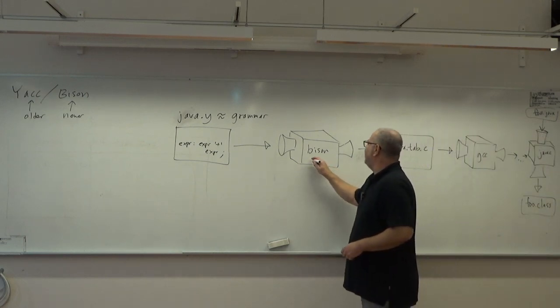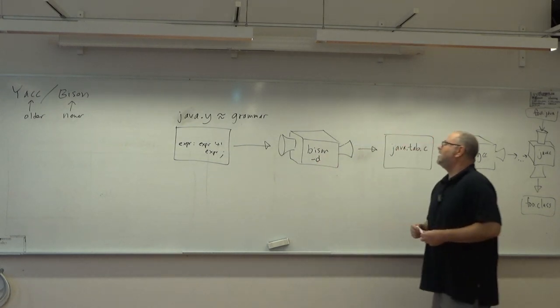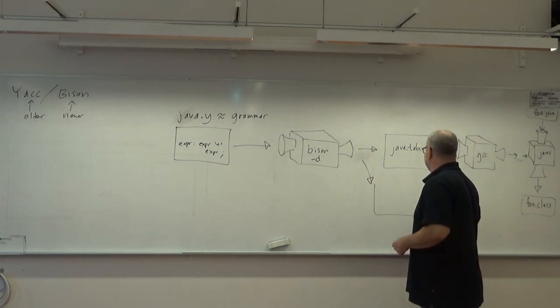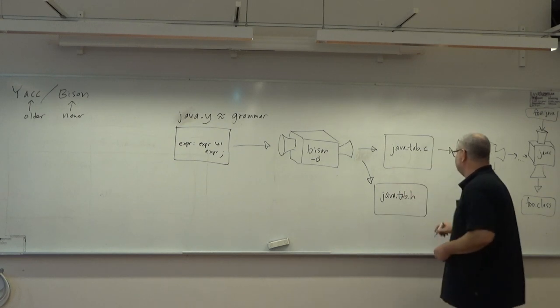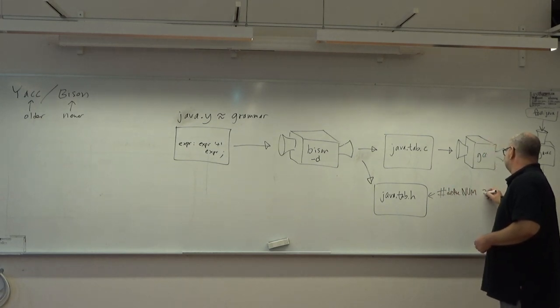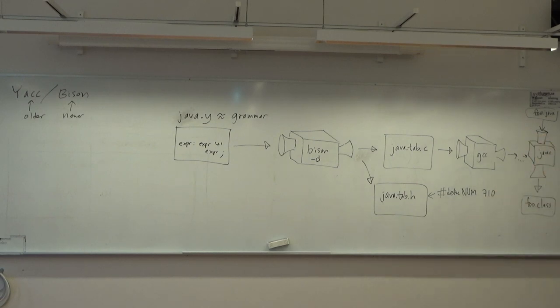So if I add the flag minus d, this will also generate the file called java.tab.h, which contains things like a number. The token num is really the number 710. So when the scanner has found a number, it tells the parser that, okay, I found a number. But what it really says is that, okay, I found a token of type 710.